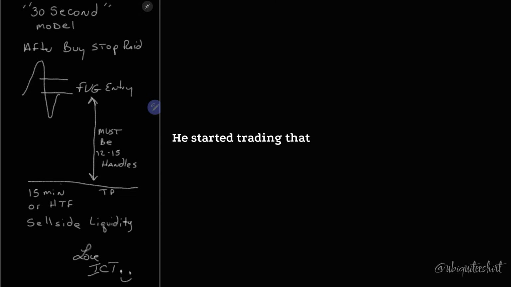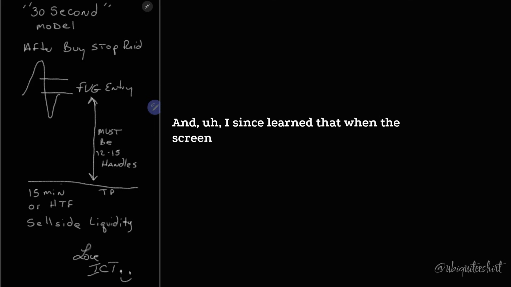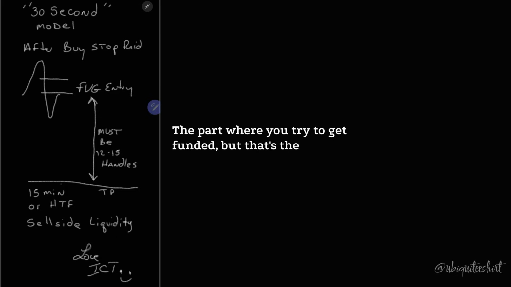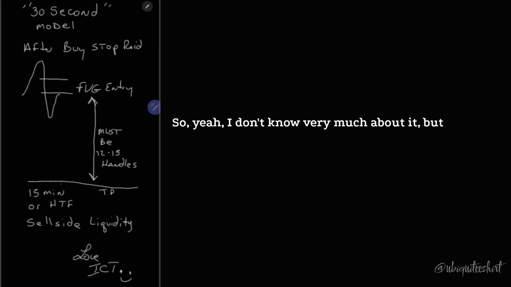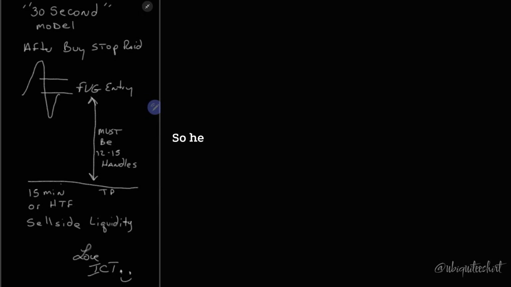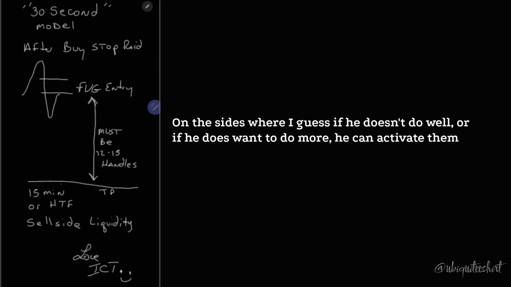He started trading that funded account, and I've since learned that when the screen says Express, that's the one that you can take money out of. That was my confusion. I thought an Express was the part where you try to get funded, but that's the Combine. So I don't know very much about it, but he has 3 passed Combines, and he activated or paid for one of them to go into a funded account. So he only has 1 technically funded and 2 on the sides, where if he doesn't do well or if he does want to do more, he can activate them later on. But he started trading it last Friday.